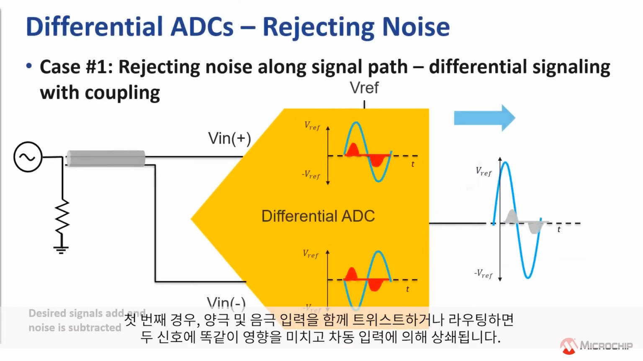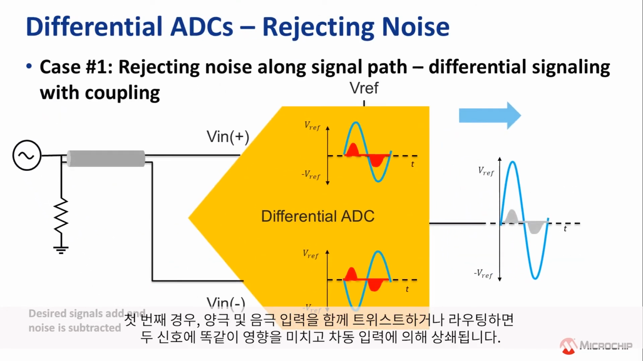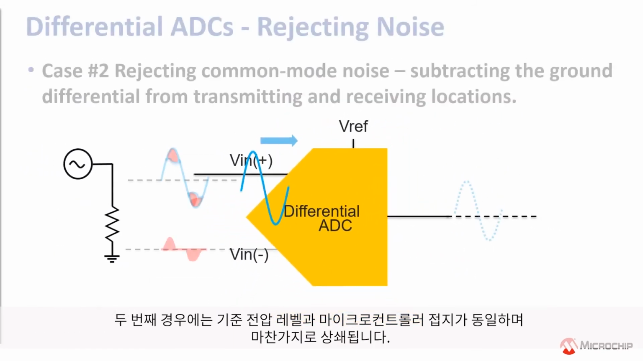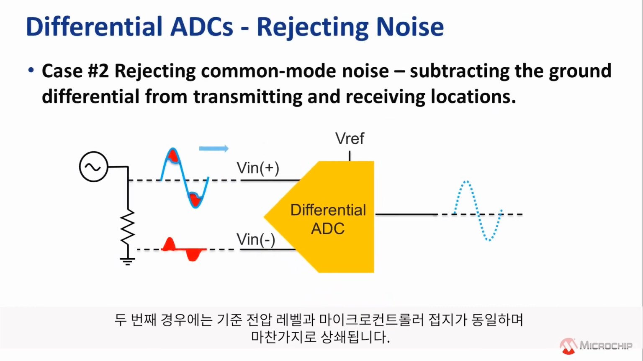In the first case, twisting or routing the positive and negative inputs together will affect both signals equally, and will just be cancelled out by the differential input. In the second case, the reference voltage levels and microcontroller ground will be equal and will similarly cancel out.